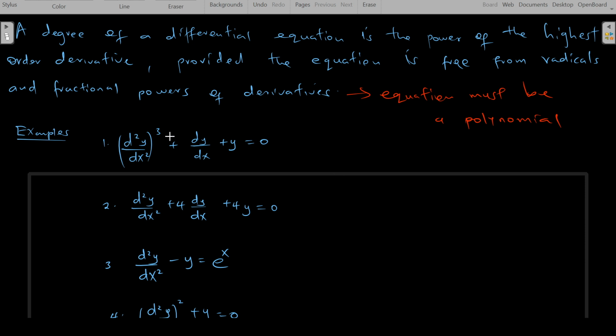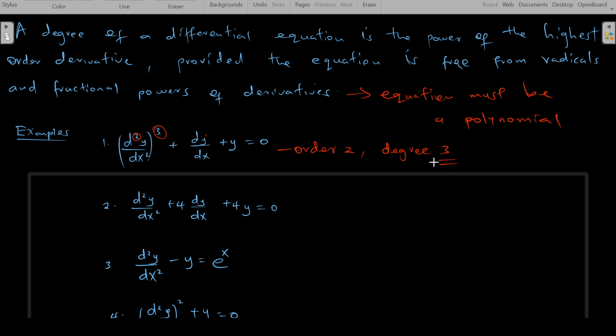So it's the power of the highest order derivative. The highest order derivative for this differential equation is order 2. That's the highest derivative because the derivative in this part is just 1, and we don't have a derivative here, so we have a derivative of 1 and then a derivative of 2. So the highest order derivative is order 2. But the degree is the power of the highest order derivative, which is the power of this, so it has degree 3.